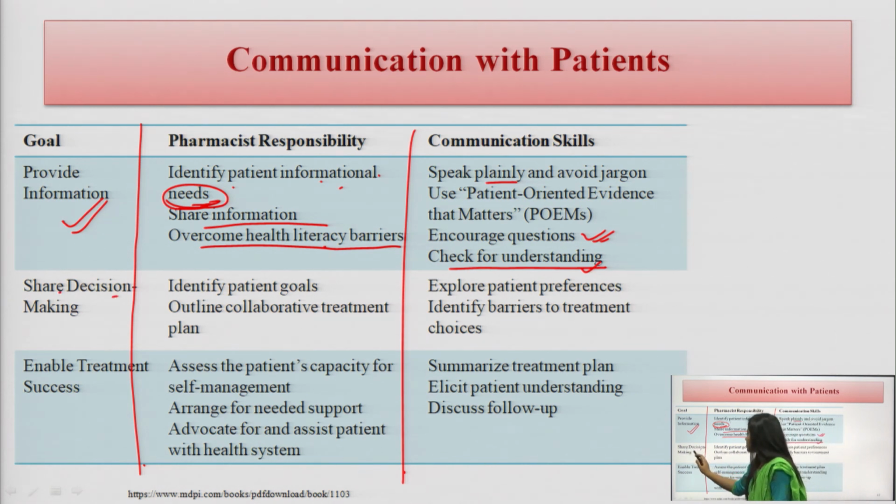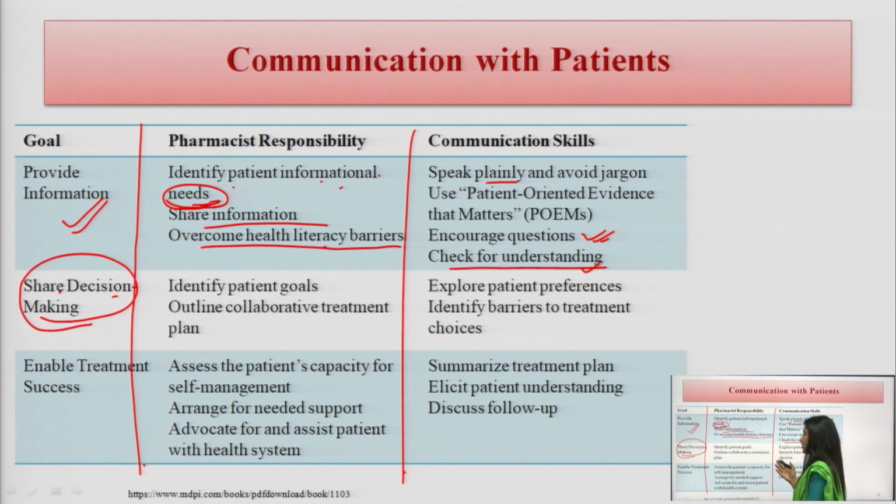Next there is shared decision making. In shared decision making, the physician gives the patient some alternatives, and at that time a decision is needed on those alternatives. The patient can select any of them. That is where the pharmacist maintains the patient's autonomy and dignity. So identify patient goals. What are the goals of the patients, such as treating hypertension, diabetes or any other disease? Outline a collaborative treatment plan. What should the plan have? This is the responsibility in this section.